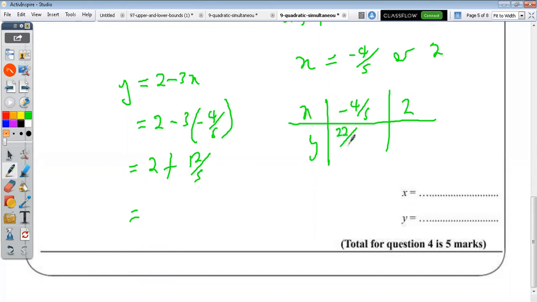Now let's do the easy one. 2 minus 3 times 2, which is 2 minus 6. We get minus 4. Done.